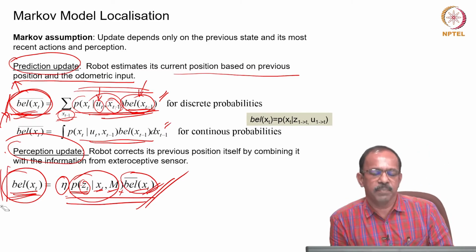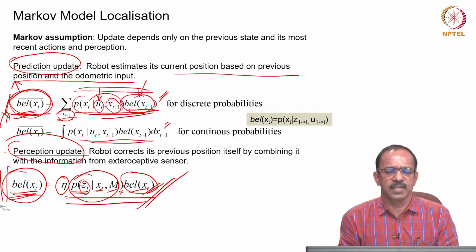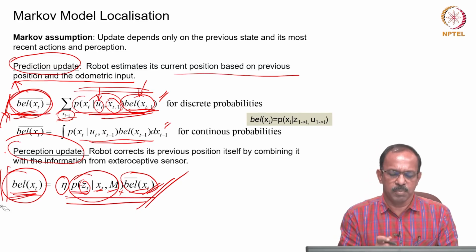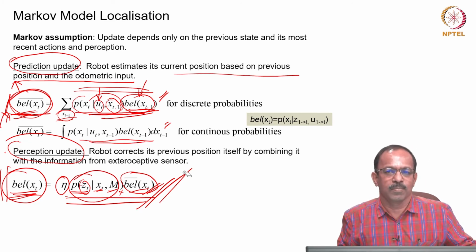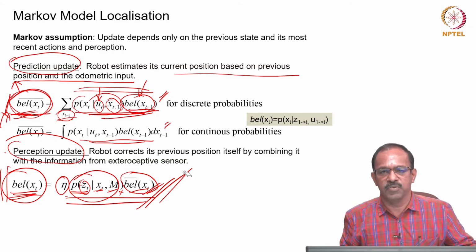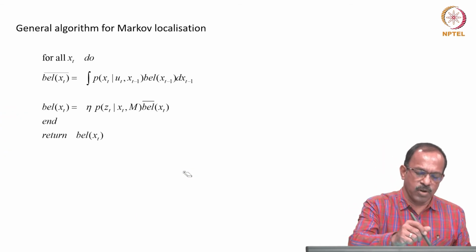So, this is basically the Markov model localization. I will take an example and explain this to you, so it will be much more clear how you actually get this probability estimate or the belief state. Okay, so the general algorithm is for all xt.